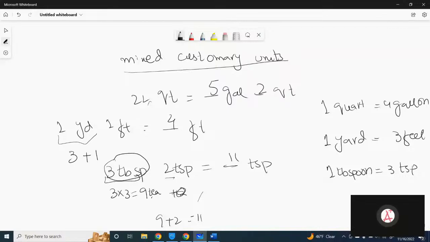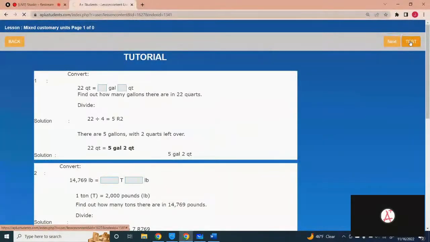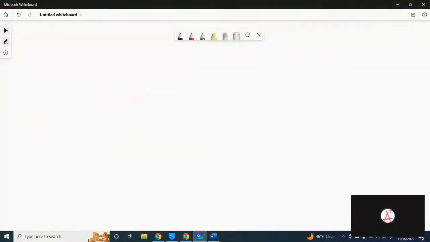Let's start with the test questions. Okay, let's start with a test. So 11 teaspoons equals how many tablespoons and how many teaspoons? Let me write it down on the board. 11 teaspoons equal how many tablespoons and how many teaspoons?